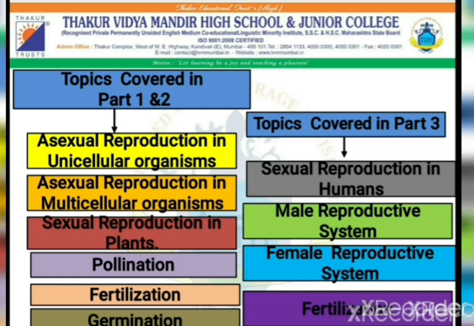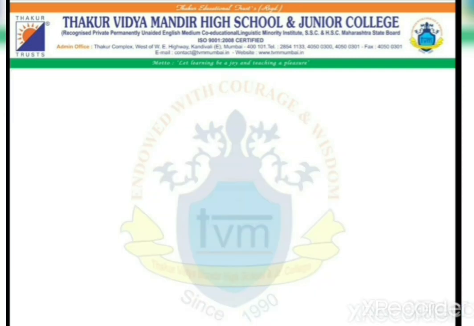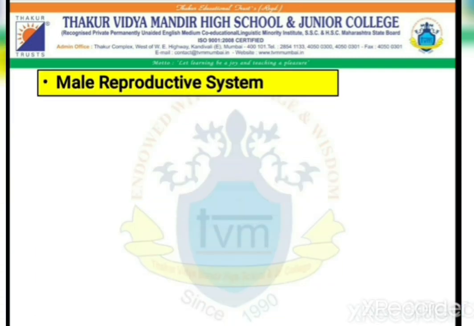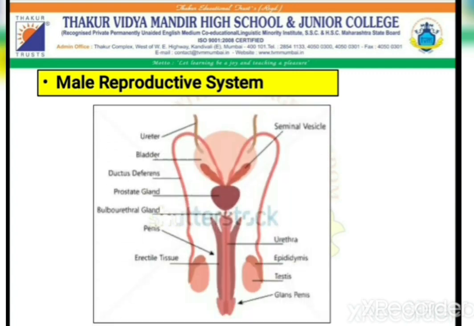Students, till now you have understood that sexual reproduction is a reproduction where there is a union of male and female gametes. So in this part, we will discuss first the male gamete, followed by the female gamete and their union, that is fertilization. So start with the first part, that is the male reproductive system. Observe the diagram in front of you for the male reproductive system.